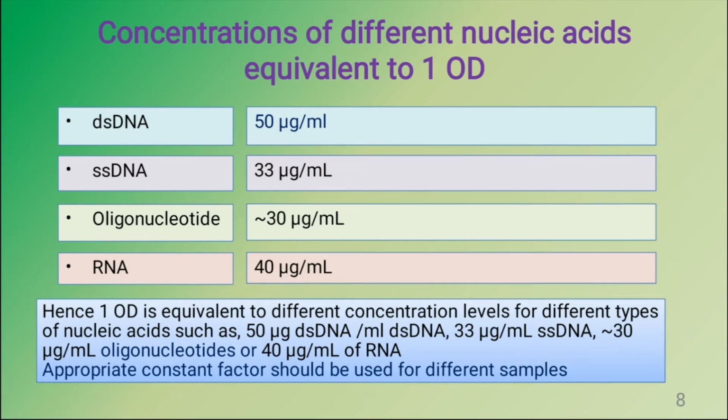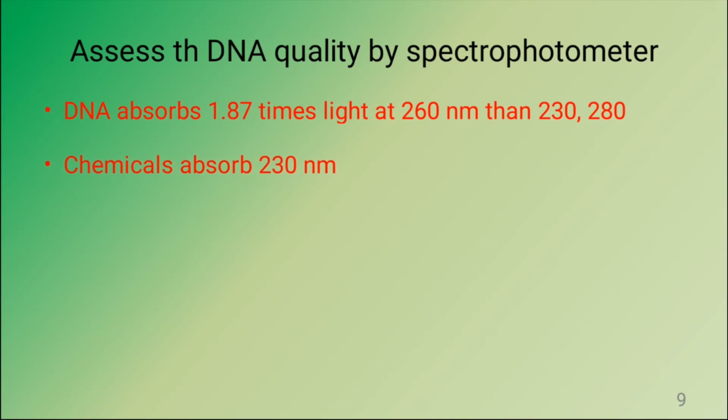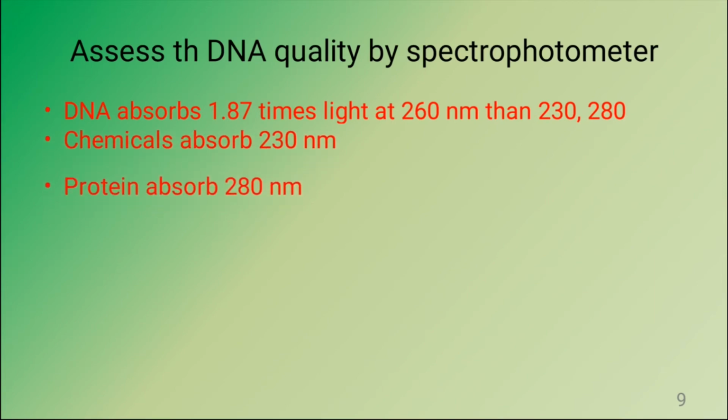Similarly, RNA will absorb 40 micrograms per ml for 1 OD. Hence, we will apply different constant factors to quantify the DNA, single-stranded DNA, oligonucleotide or RNA sample. Now we will see the assessment of DNA quality.